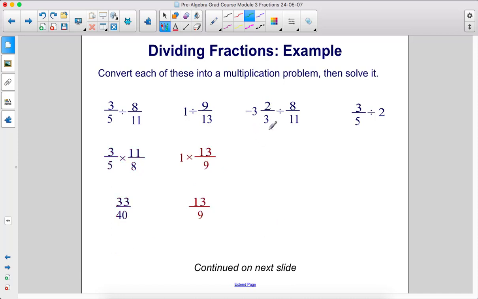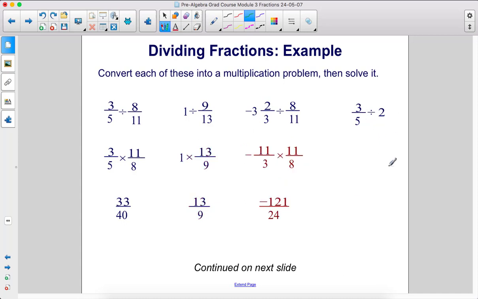Negative 3 2/3 divided by 8 over 11. Well, here we need to first convert this into an improper fraction. So first we multiply 3 times 3, then we add 2. So 3 times 3 is 9, plus 2 is 11 over 3, and it is negative. Then we're going to multiply by the reciprocal, 11 over 8. And so we get 11 times 11, which is 121, over 24, which is 3 times 8, and it is negative.